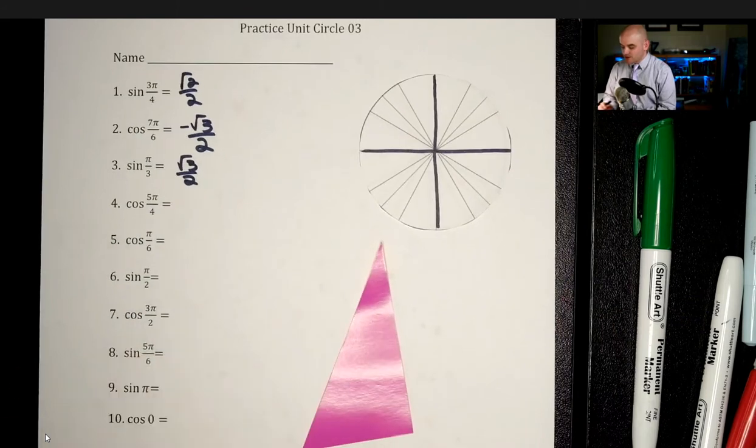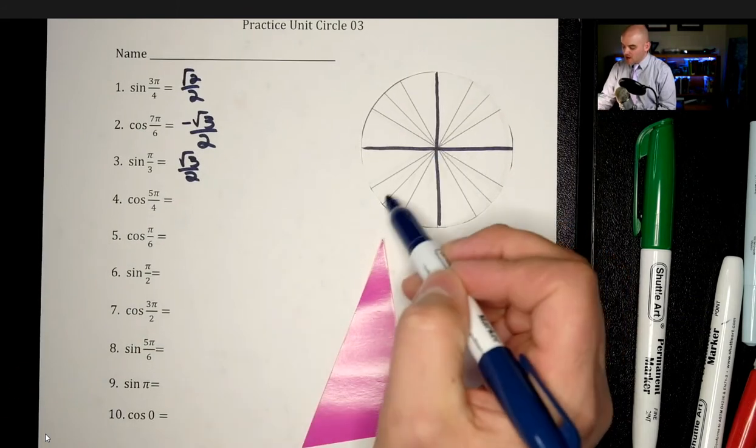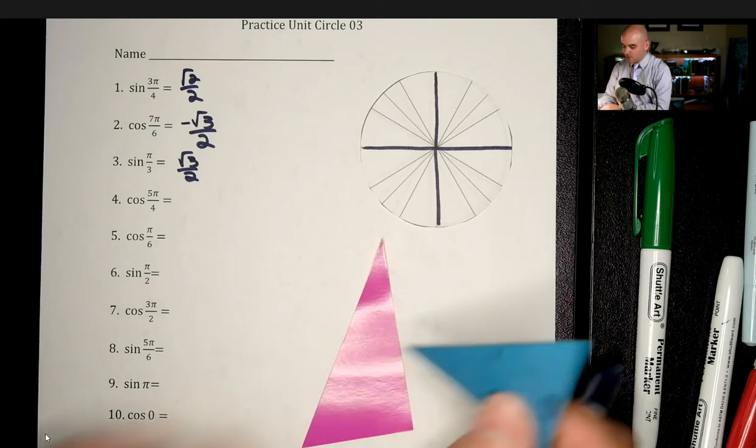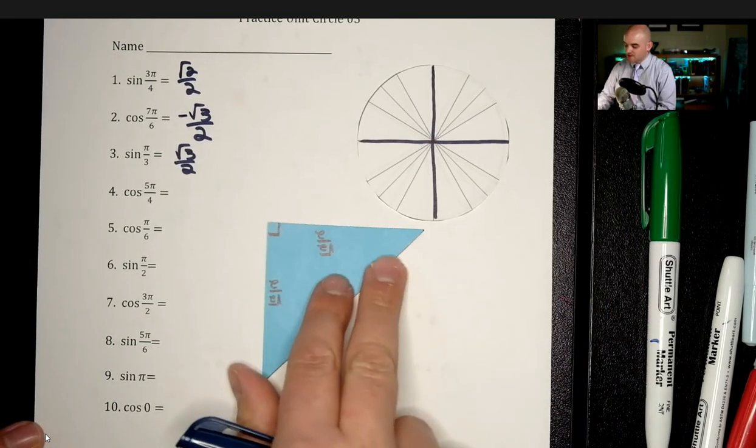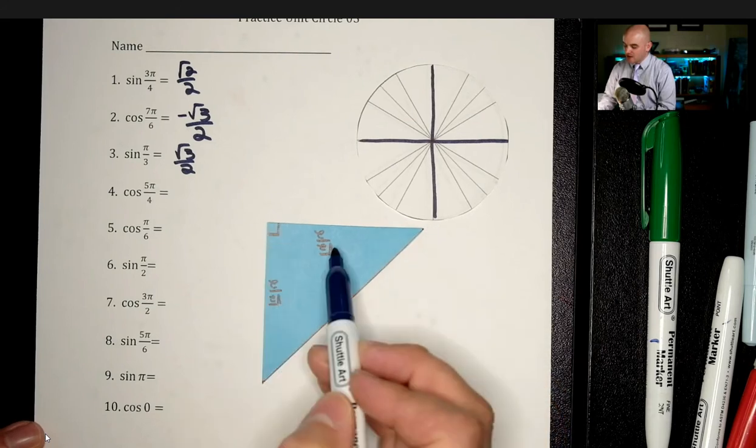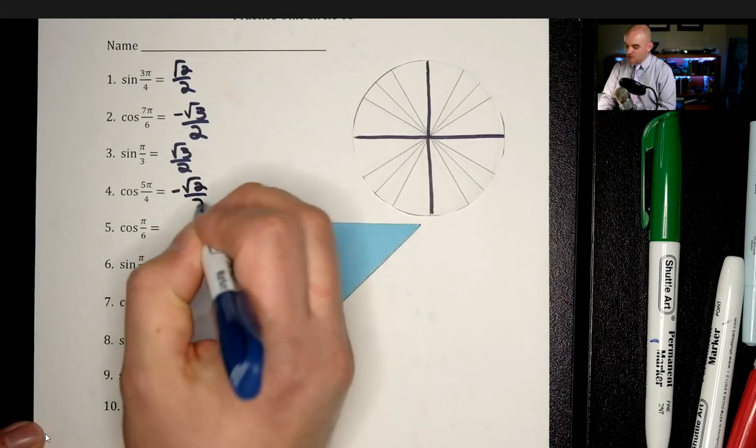The cosine of 5 pi over 4. 5 pi over 4 is right here. Because it's over 4, remember, we're dealing with the isosceles triangle. But the triangle is oriented like this. We are talking about the x value, which is negative root 2 over 2.